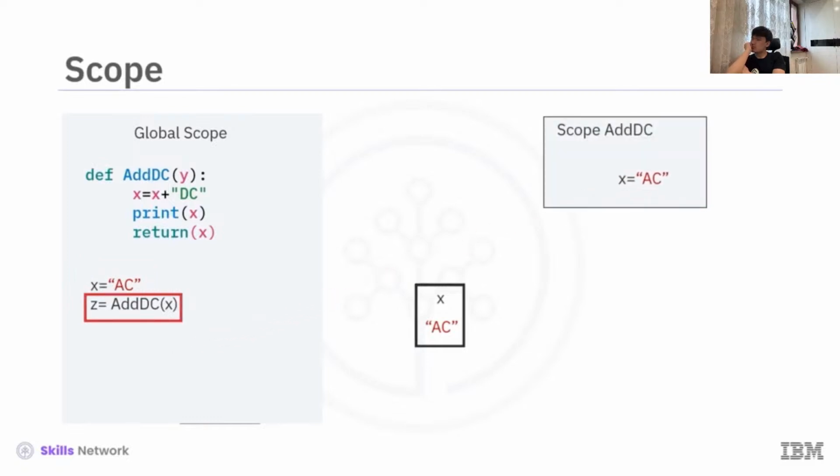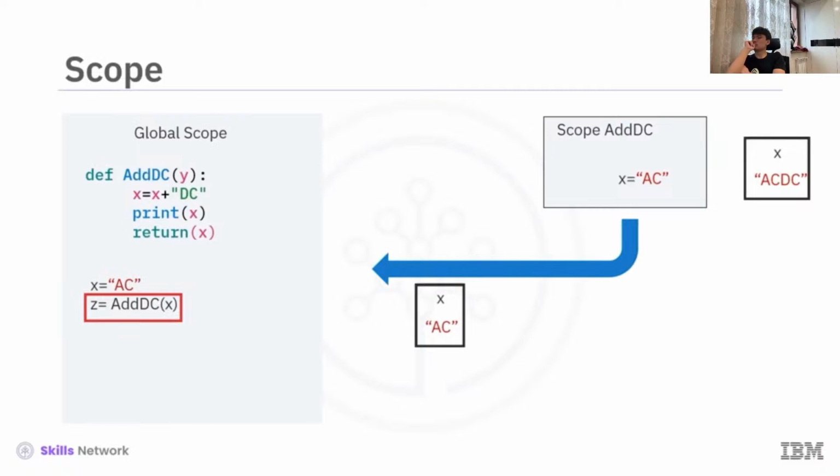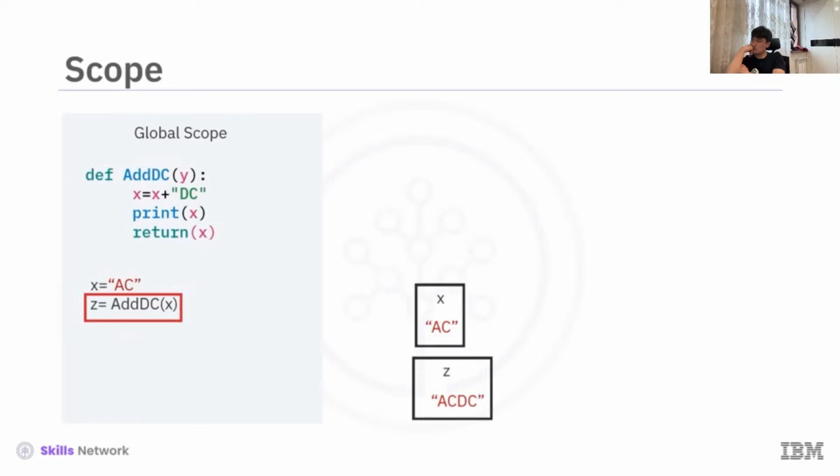When we call the function, we enter a new scope, or the scope of add_dc. We pass as an argument to the add_dc function, in this case ac. Within the scope of the function, the value of x is set to ac_dc. The function returns the value and it is assigned to z. Within the global scope, the value z is set to ac_dc. After the value is returned, the scope of the function is deleted.